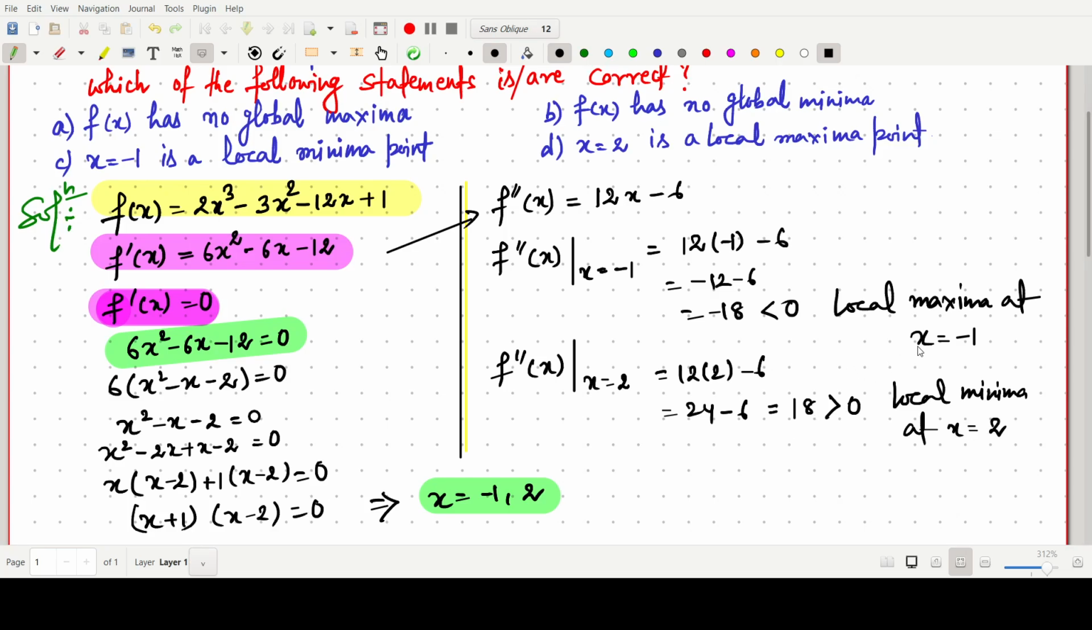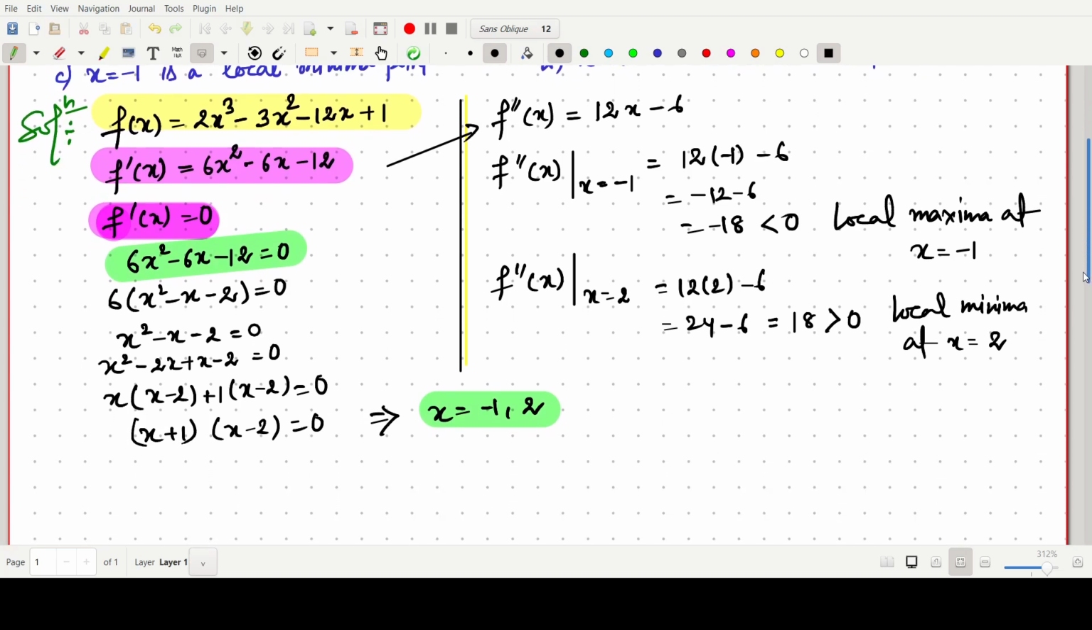So at x = -1, it is giving a local maxima. So the statement that x = -1 is a local minima point is wrong, so this is not a correct option. The statement that x = 2 is a local maxima point is also wrong, because at x = 2 we are getting the local minima. So these two are not the correct options.